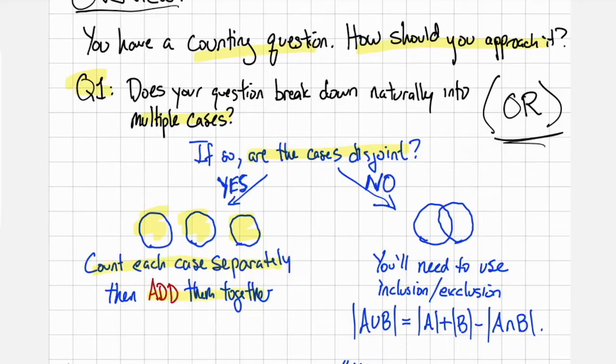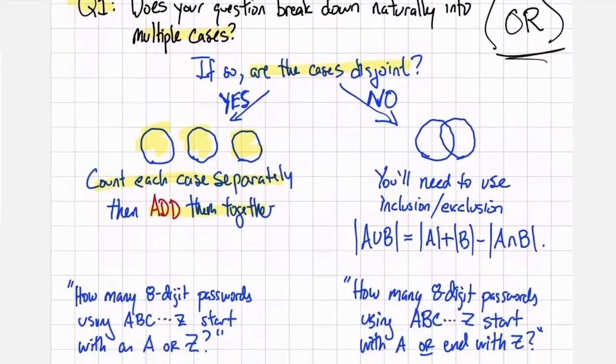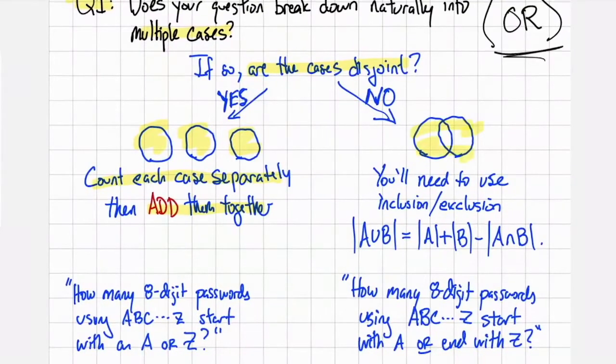Now sometimes those cases are not disjoint, in which case you'll need to use inclusion-exclusion. We've seen the two-set case, where the size of the union of two sets is equal to the size of the first set plus the size of the second set minus the size of the intersection. And in the next learning objective, we'll see how to do this when there are more sets.